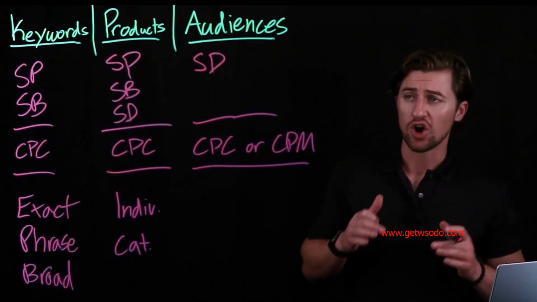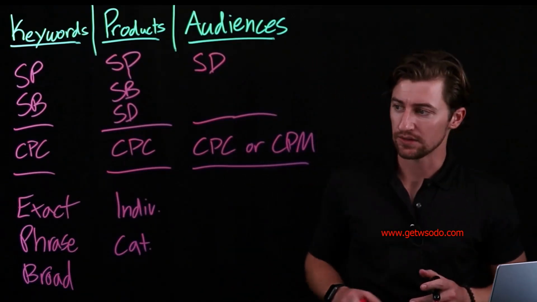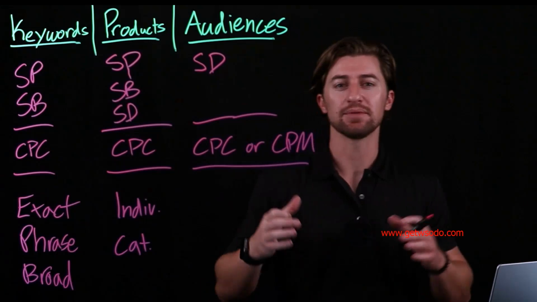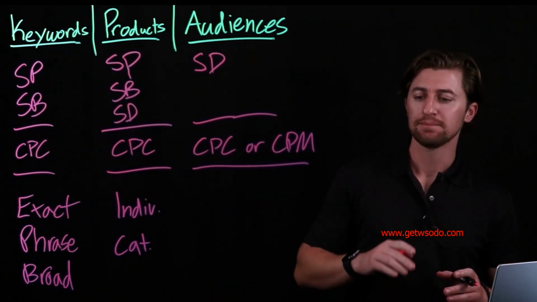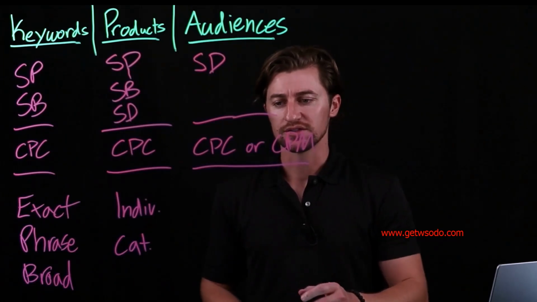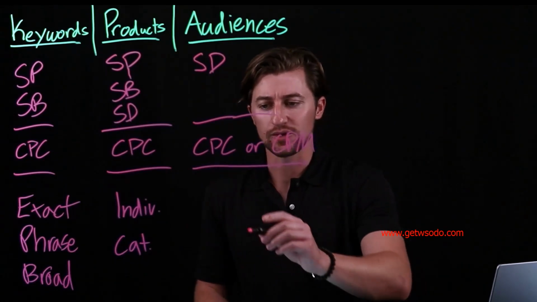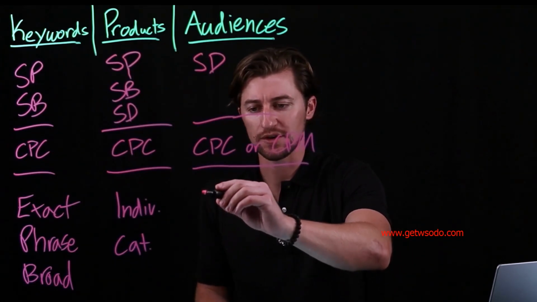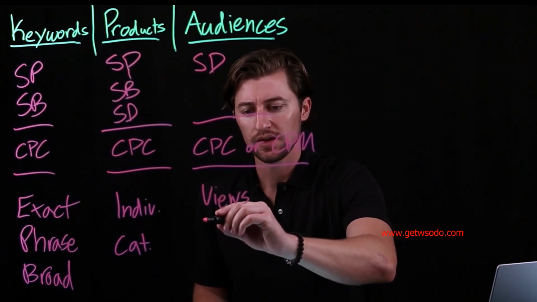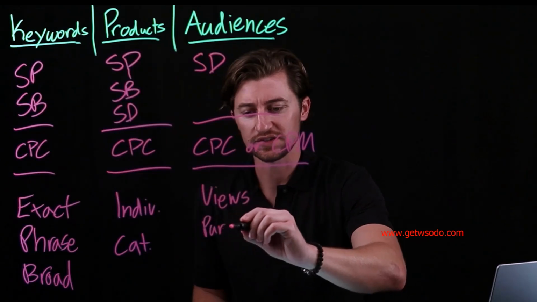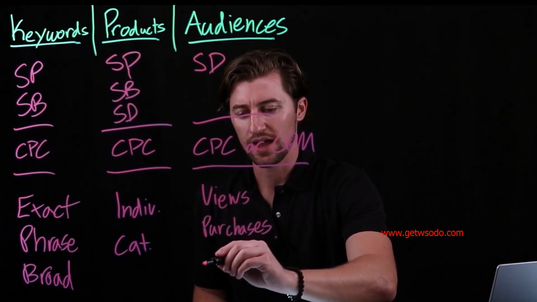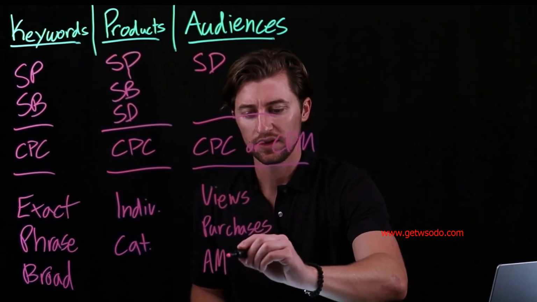Now, when it comes to targeting audiences on Amazon, we don't quite have the same exact or broad type targeting with these audiences. But if you want to think of it this way, there's a couple things that are a little bit similar. There's kind of 3 categories in which we can target folks on Amazon. We have views remarketing, as well as purchases remarketing.